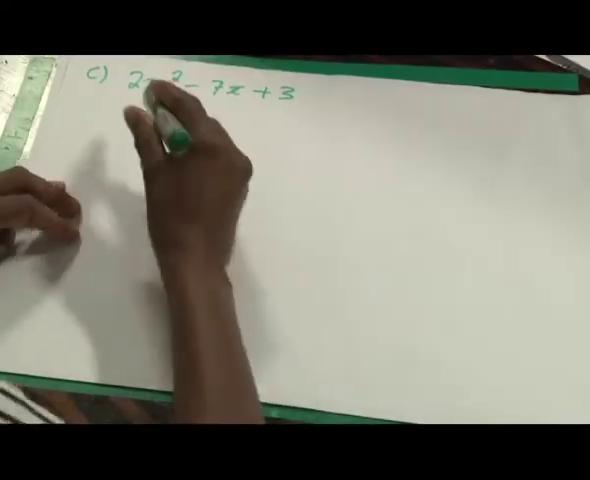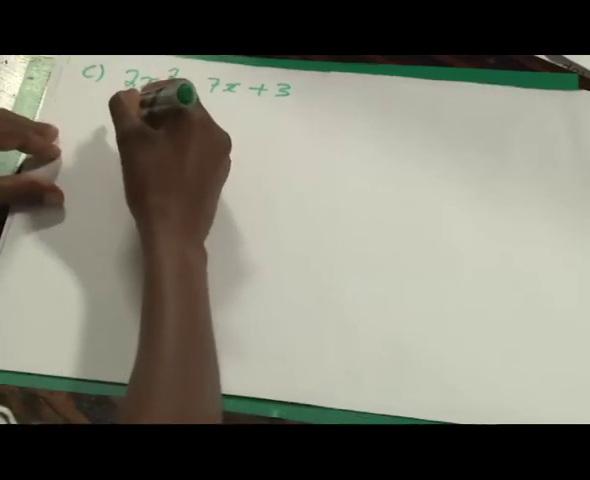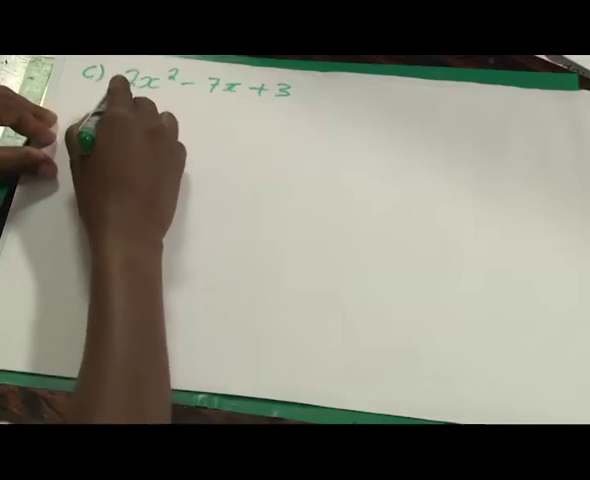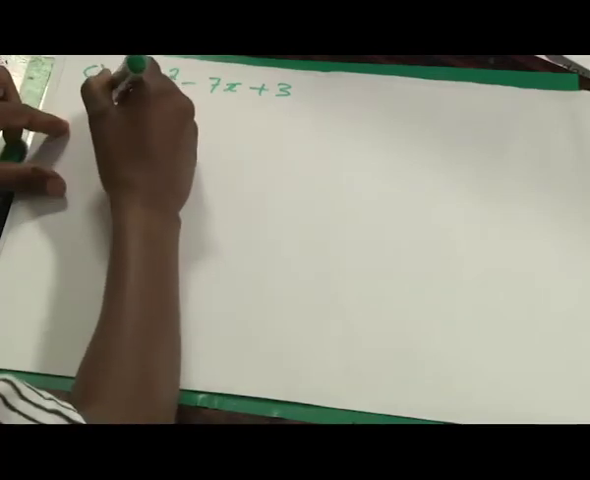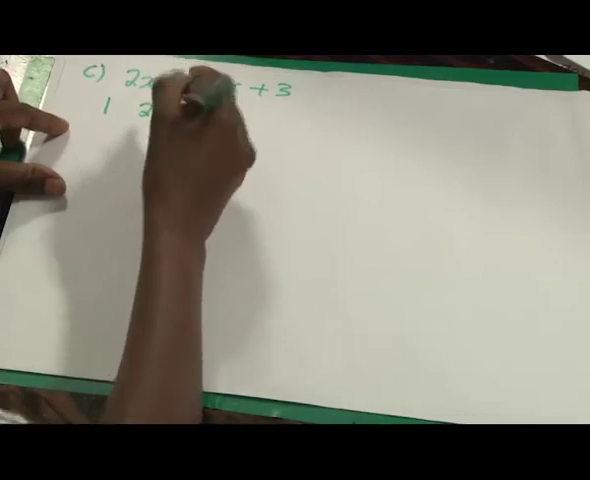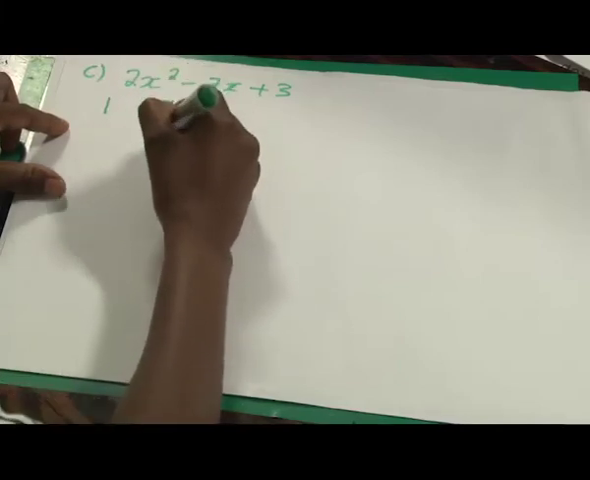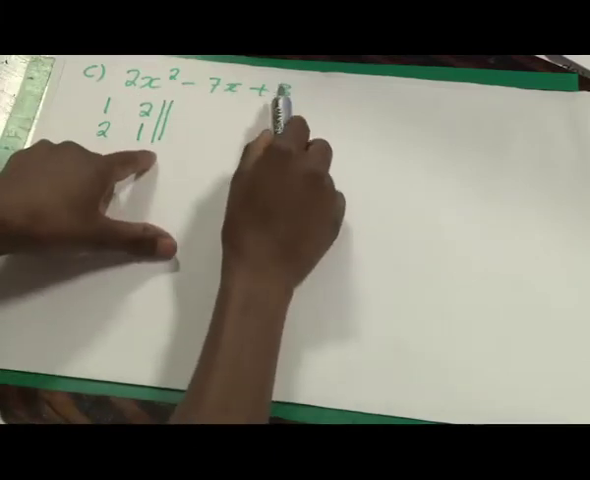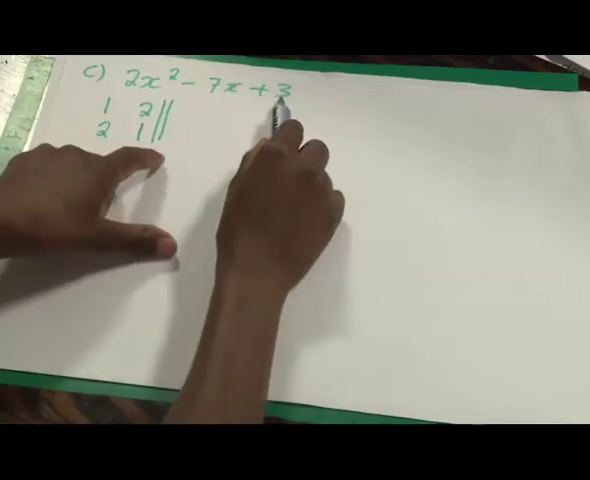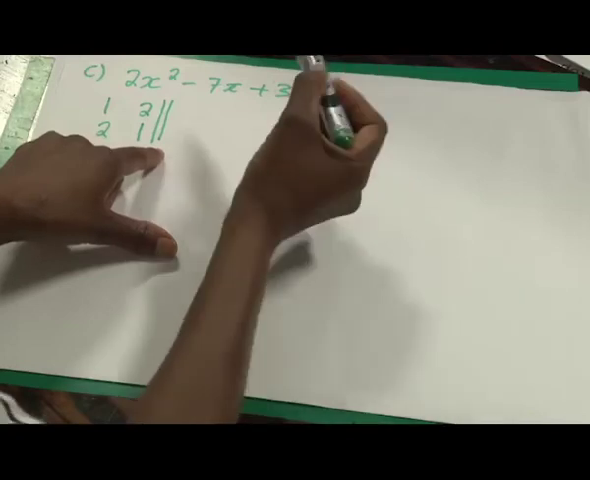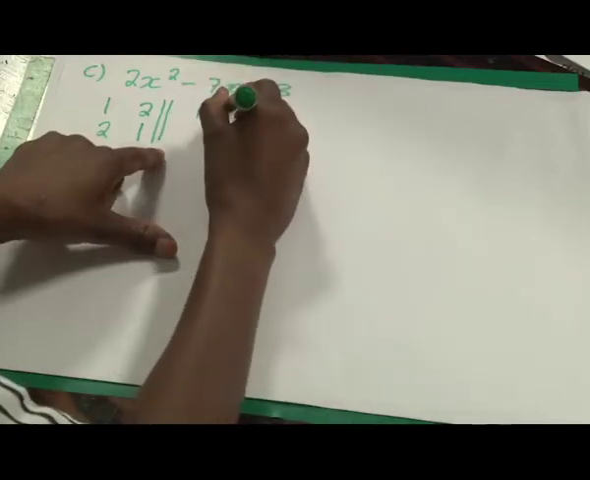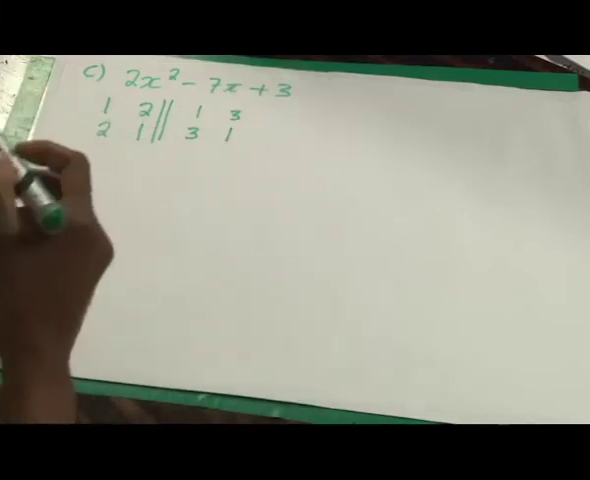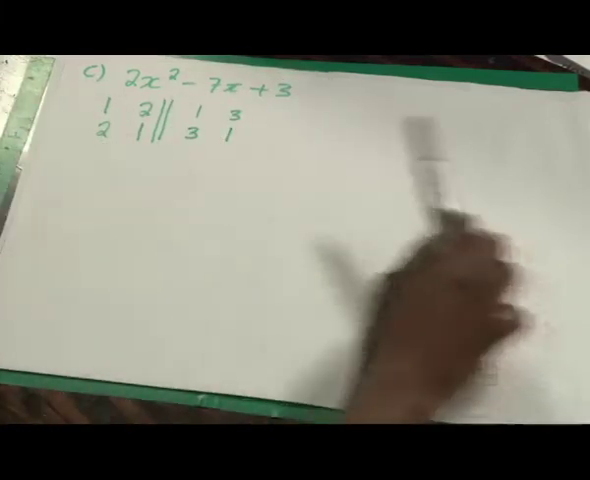So once again here, we are going to look at the factors of 2, the coefficient of the first term. So that is 1 and 2. Backward, that is 2 and 1. And then we look at the factors of the last term. So the factors of 3. So that is 1 and 3. Backward, 3, 1.